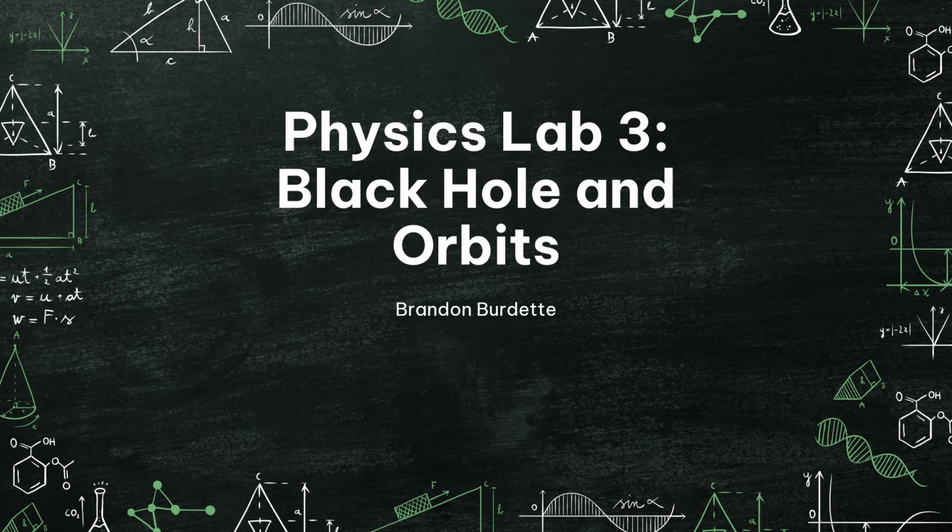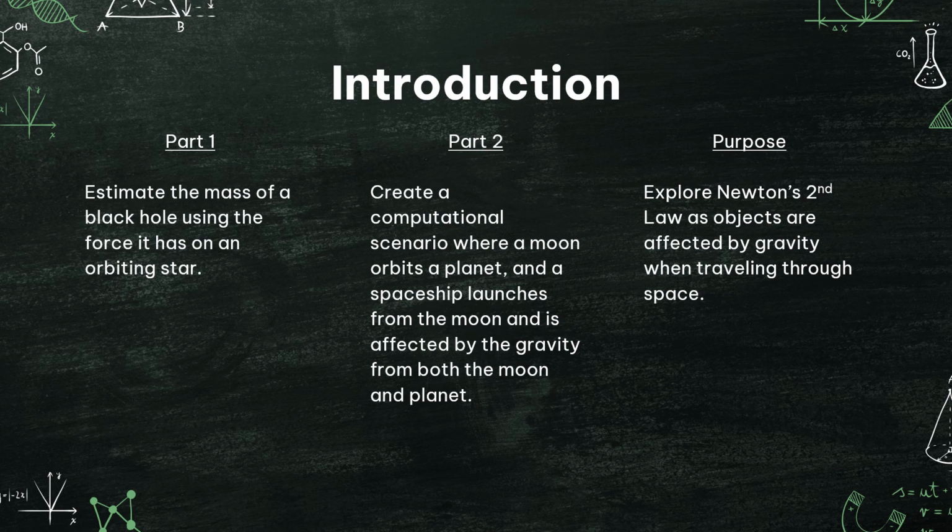Welcome to my Physics Lab 3 on black holes and orbits. There are two parts to this lab, both done using GlowScript models. The first part of the lab was to determine the mass of a black hole based on the force it has on an orbiting star.